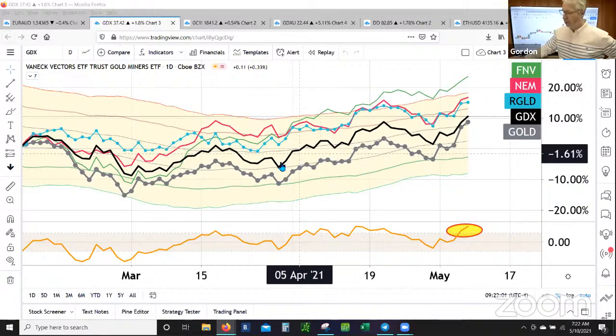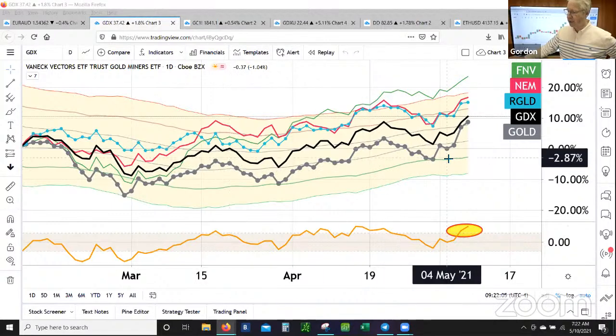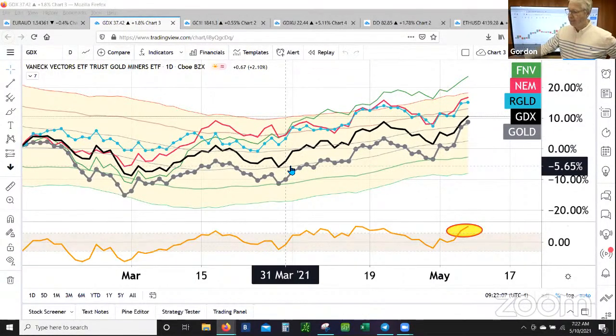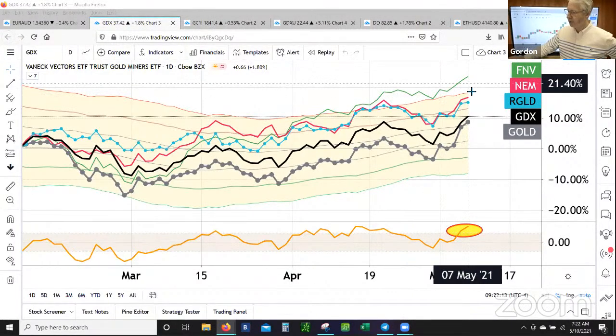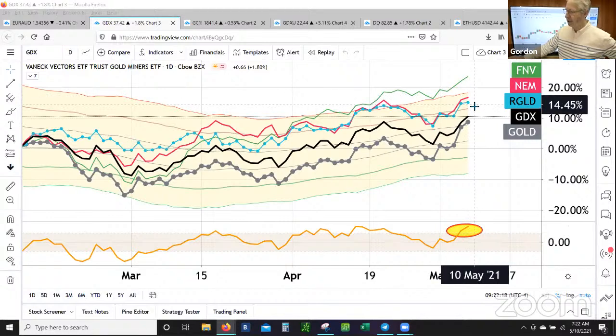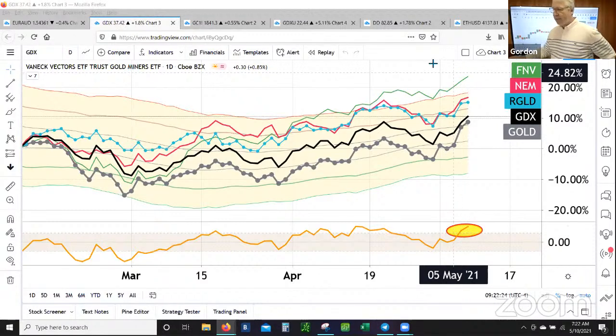Look at when gold made its turn over the past 6 to 8 weeks or so. What was GDX, the gold miners index, doing? It was outperforming. And then these individual stocks, Franco-Nevada, Newmont Mining, and Royal Gold, all three of them looking good. The best one of them is Franco-Nevada. I have a different chart, however.